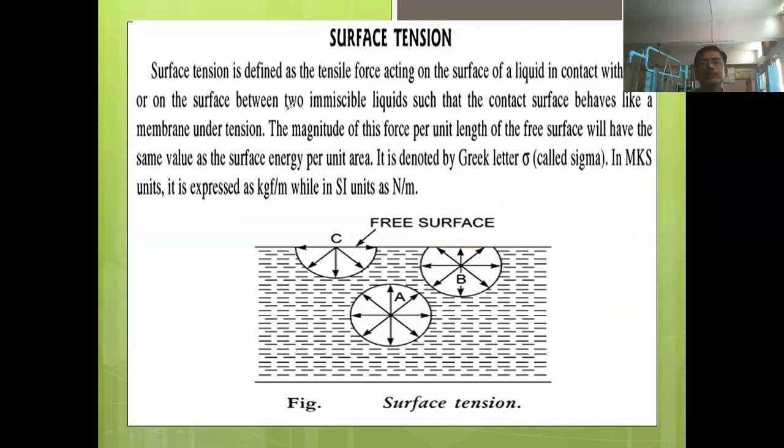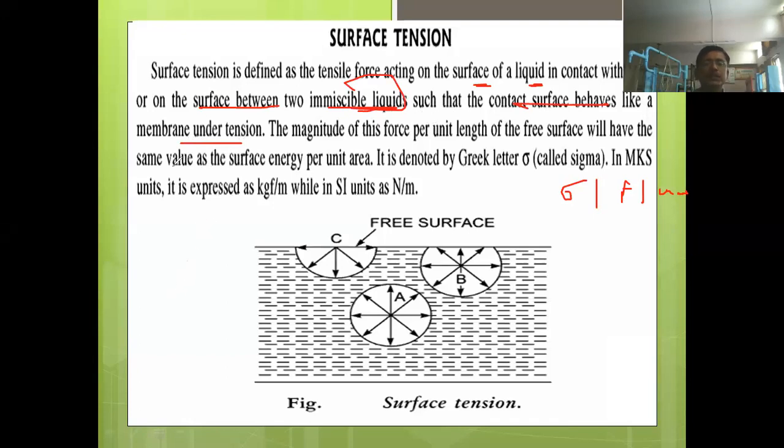So how can we define surface tension? It is defined as the tensile force. What kind of force is it? Actually, it is not just force, it is a force per unit length, right? It is a tensile force acting on the surface of the liquid in contact with the gas, or the surface between two immiscible liquids. We discussed what an immiscible fluid is in yesterday's lecture. Between the two immiscible liquids, such that the contact surface behaves like a membrane under tension.